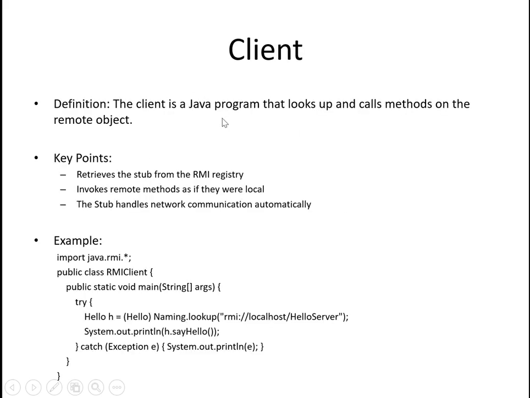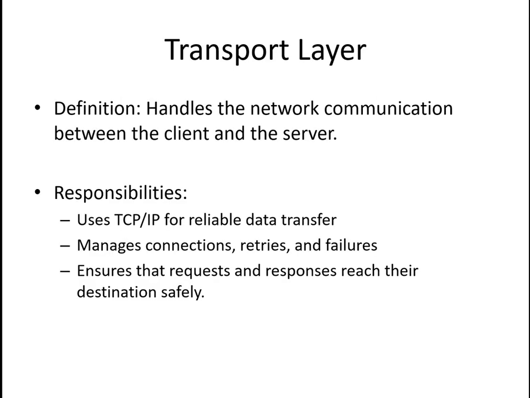The client, as I already told you, is the program responsible for making the call. The transport layer handles the network communication between the client and server. Remember, RMI works only on the TCP/IP layer, which provides reliable data transfer, so it will not work on UDP. It automatically manages the connections, retrieving the data, and whatever failures happen in between during the communication. That is the transport layer.